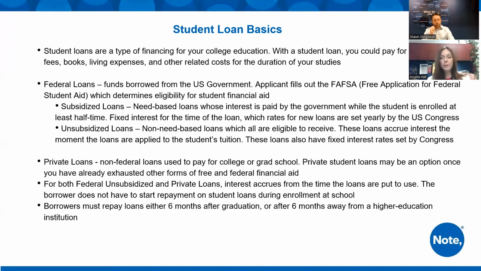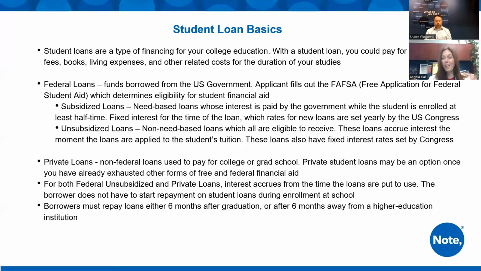More in depth, those come in two different ways. There are subsidized loans and unsubsidized. Subsidized means it's a needs-based loan, which is by the government. It does have a fixed interest rate over time. And again, it is a loan that you're going to repay to the government.